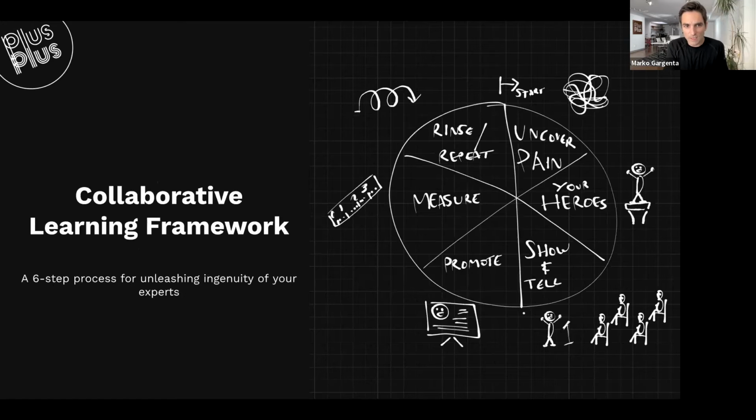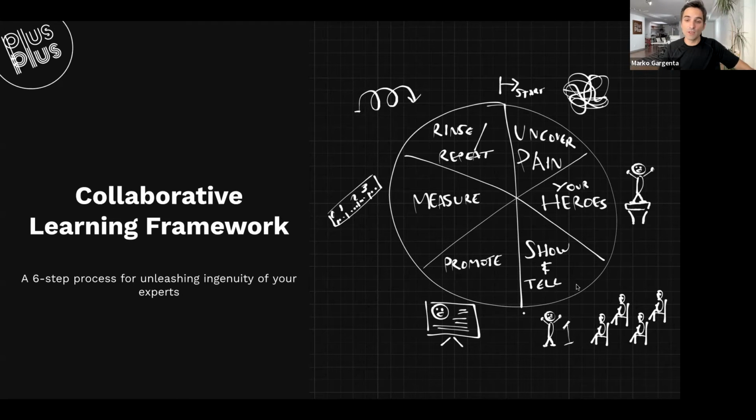So what we did is we came up with a framework, essentially a six-part framework, and this is what I'm going to be talking about today. The framework starts here at 12 o'clock: uncovering pain, figuring out who the experts are and how to sell them on the idea of teaching and sharing themselves, and how to do that so that it fits into their workflow, because they obviously have other work to do as well.